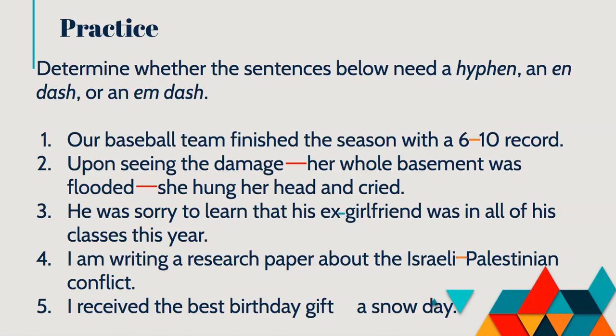And 5, I received the best birthday gift, a snow day. Again, we could use a comma, we could use parentheses, but we're practicing with dashes. This would be the M dash or the long dash because it's information that you're separating from the rest of the sentence rather than connecting.